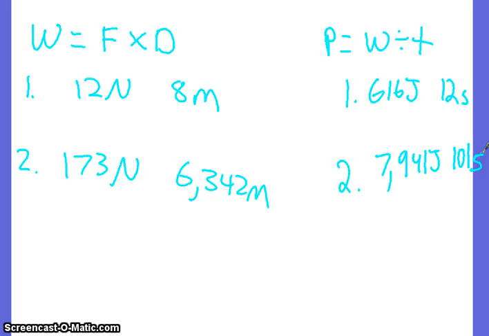2 multiplication problems, 2 division problems. You write the first set in terms of joules, and you write the second one in terms of watts. Capital J, capital W for your answer, right? Correct? Nod your head yes. All right.